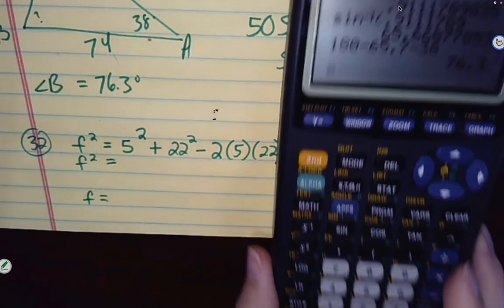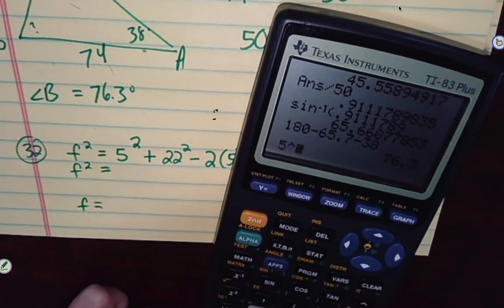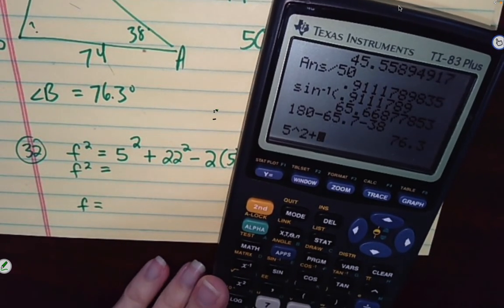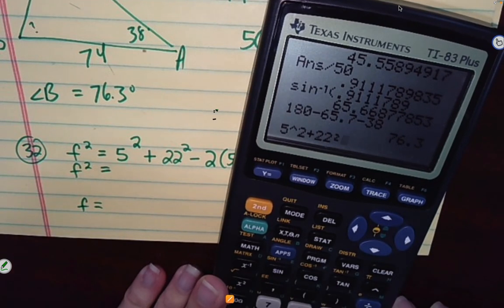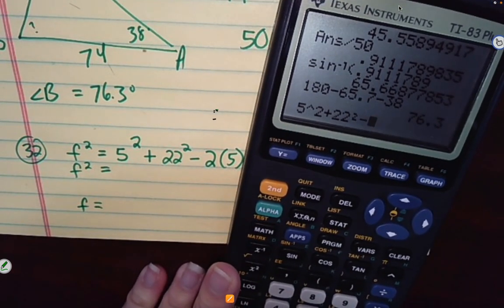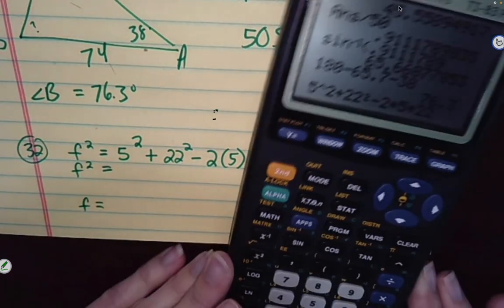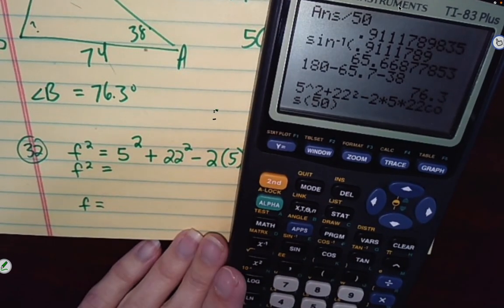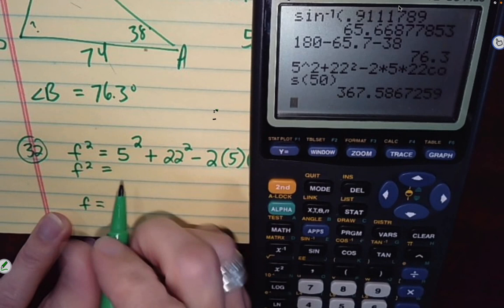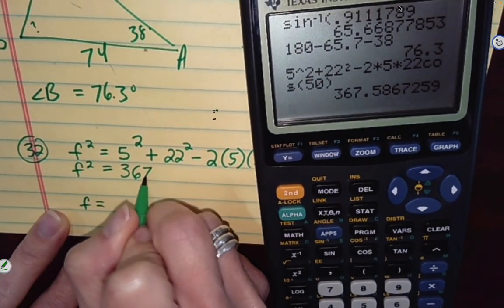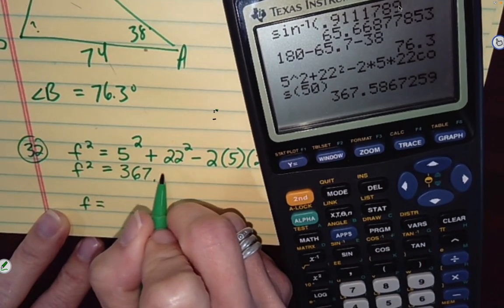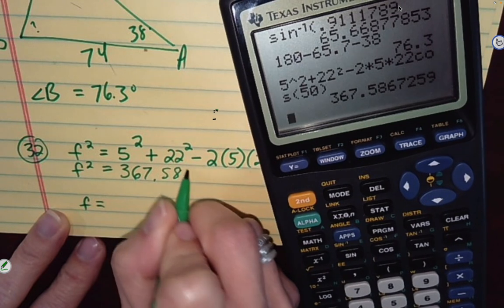But let me type it in. I'm going to do 5 squared plus 22 squared. You can type it either way. Minus 2 times 5 times 22 cosine 50. And I get 367 point, I'm just going to type in a few, 587.